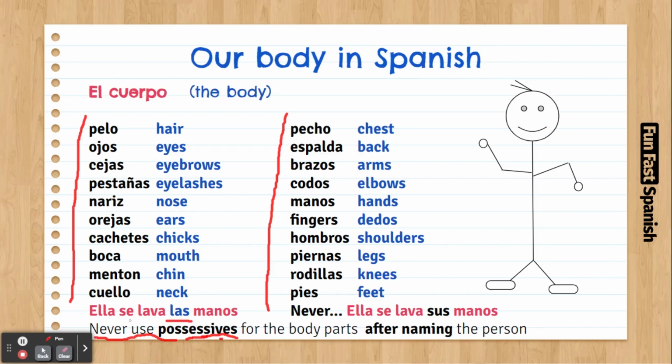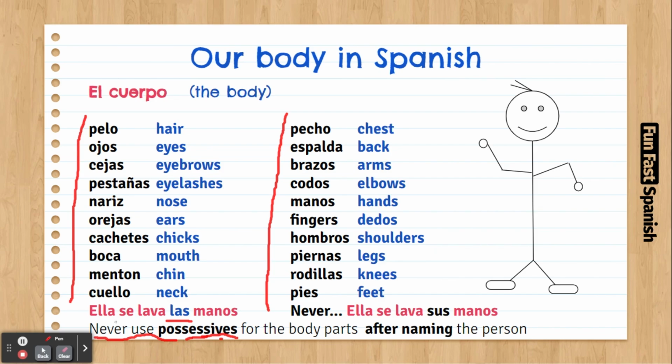Because when you do something to yourself, it becomes reflexive as well, and because it's reflexive, it would be redundant to use the possessive as well. It's like yo me lavo las manos. By saying yo me lavo, I'm implying that I'm washing myself, something that is mine. I'm washing me my hands. So that would be I'm washing me my hands. So we don't repeat this my hands.